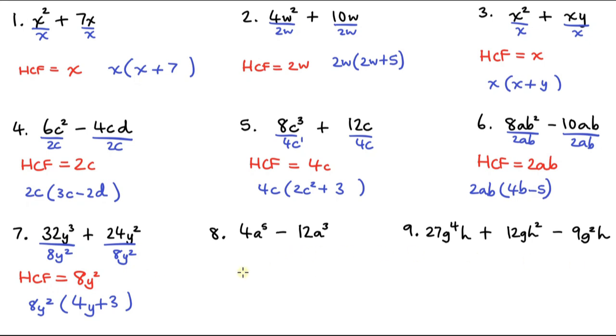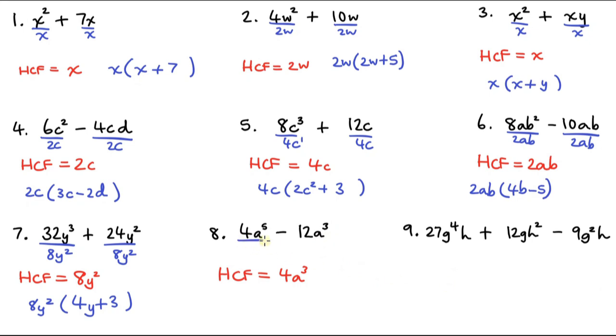Question number 8. So the highest common factor of 4 and 12, well, that's going to be 4. And then the highest common factor of a to the power 5 and a cubed, well, that's just going to be a cubed. Oh, let me make that 3 a bit clearer. So remember, it's always the lowest degree term. In this case, it's a cubed.